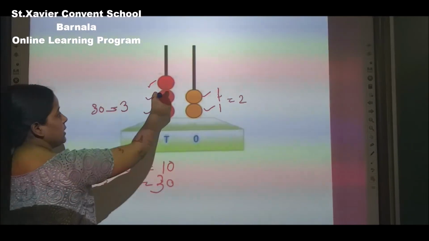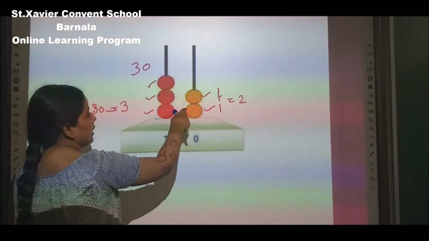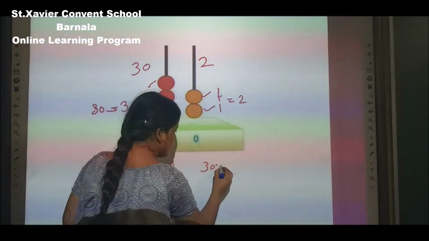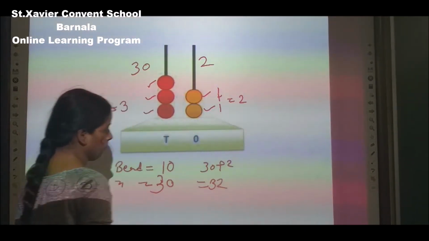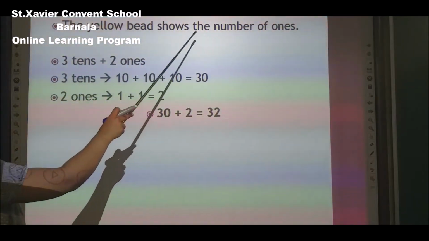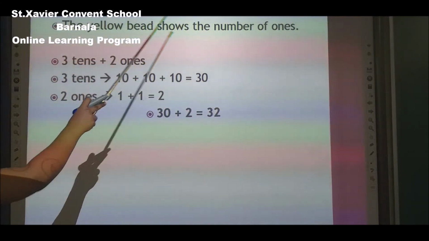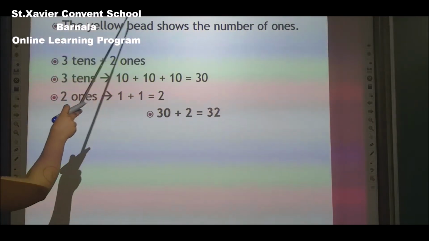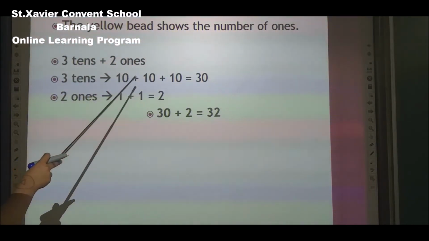So this is equal to 30 and the ones is equal to 2. So 30 plus 2 is equal to 32. The red bead shows the number of tens and the yellow bead shows the number of ones. The red beads show the number of tens, 3 tens, and the yellow beads at the ones place, we have 2 yellow beads. 3 tens plus 2 ones.